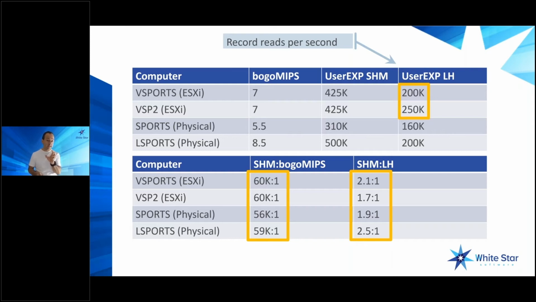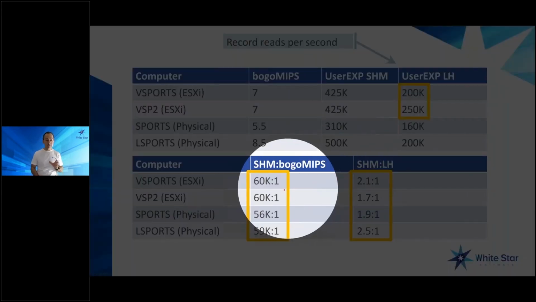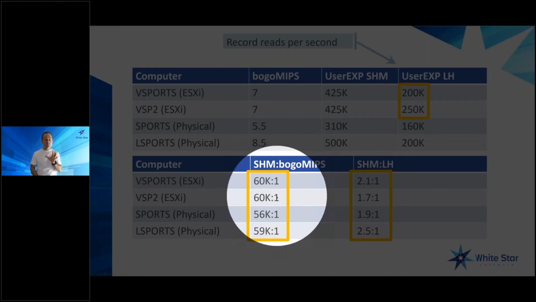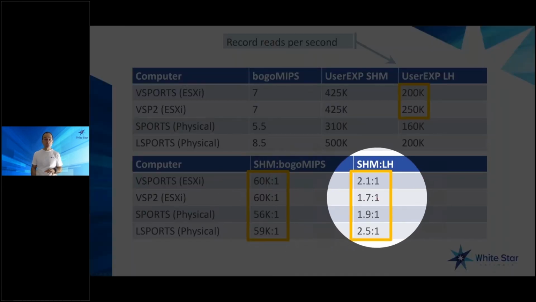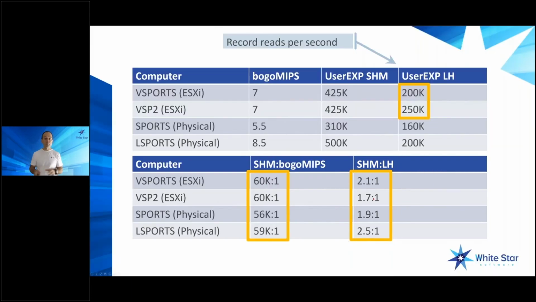And why am I pointing this out to you? Because these numbers are not as clean cut in every environment. We see a lot of variation from one customer environment to another. So it's really important that you test these numbers in your own environment to see if you are going to be surprised. Interestingly, like I said earlier, the shared memory to BOGO MIPS ratio is pretty consistent, around 55 or 60. But the shared memory to localhost ratio varies, anywhere from 1.7 to 2.5 in terms of the speed.